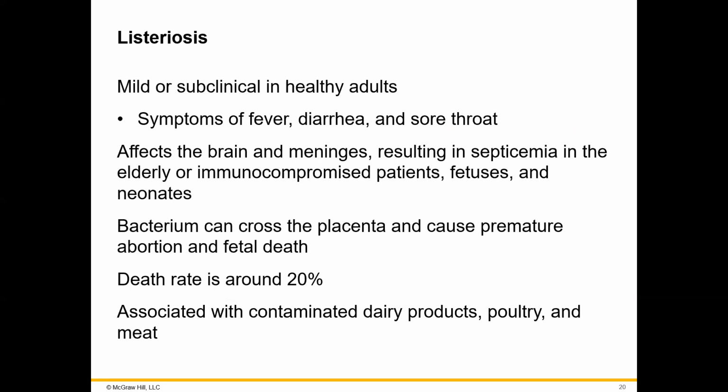Most of the time, most people get a fever, diarrhea, maybe a little bit of a sore throat. This guy can disseminate through a lot of tissues in the body. It can cross the placental barrier, and it will cause premature abortion and death. The death rate is about 20% in that sort of situation. It's associated with contaminated dairy products, poultry, and meat.